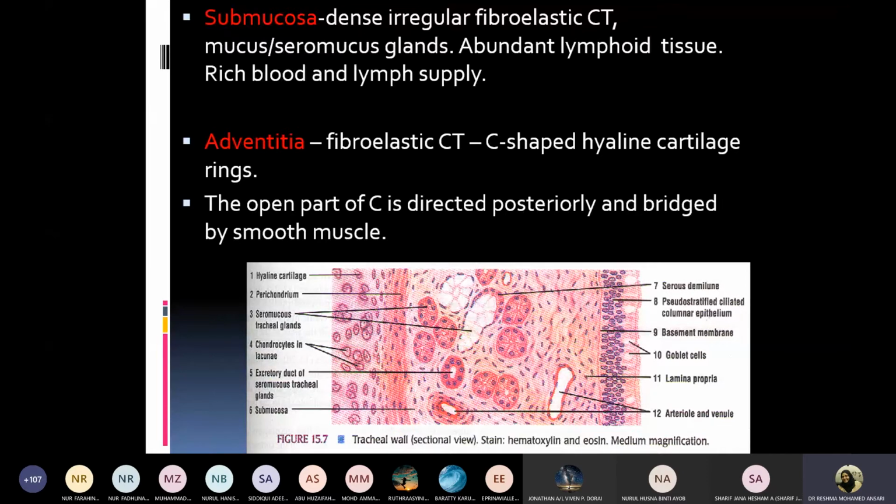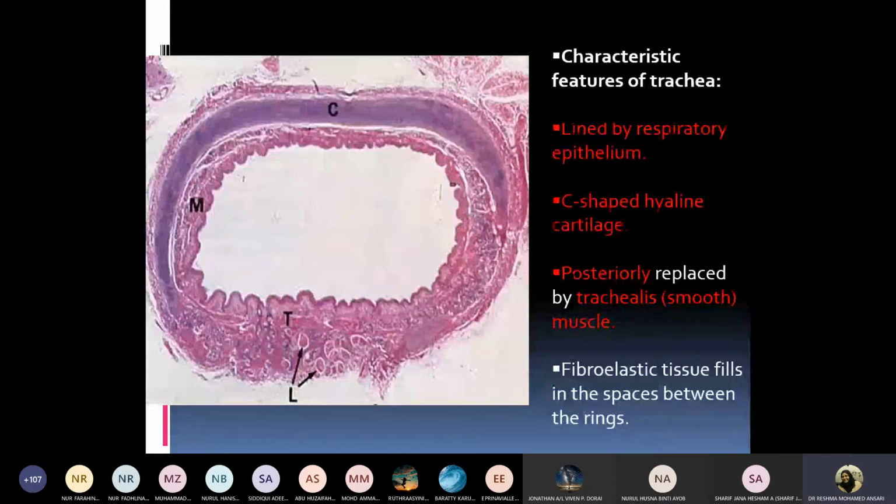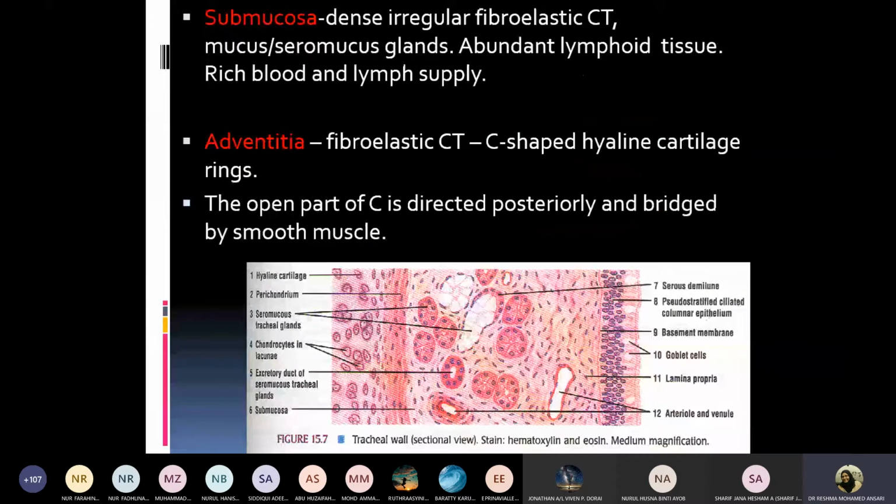Adventitia is made up of the C-shaped hyaline cartilage. So if I go to this figure, the M represents your mucosal layer, epithelium, along with your submucosa. The C represents your adventitial layer or your cartilaginous layer, which posteriorly is replaced by the trachealis muscle. So this is the histological structure of the trachea. It is the same as your respiratory system, only that in the adventitia you will have a C-shaped hyaline cartilage.